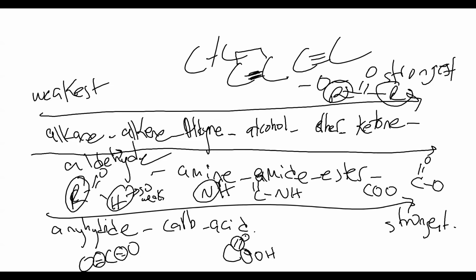Okay. Why is the ester stronger than amide? Because it has two oxygens. Why is the anhydride stronger than the ester? Because the ester has one double bond and one single, however, the anhydride has two double bonds and two oxygens. Okay. Why is the carboxylic acid stronger than the anhydride? Because it has a hydroxyl group and a double bond and an oxygen. So try to memorize this.